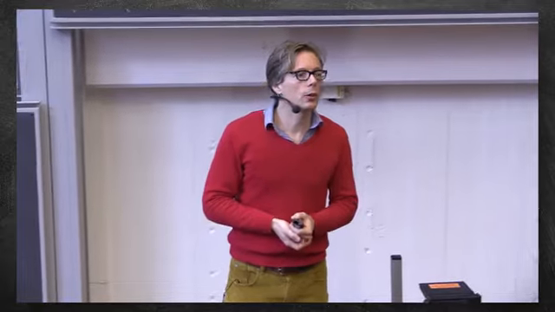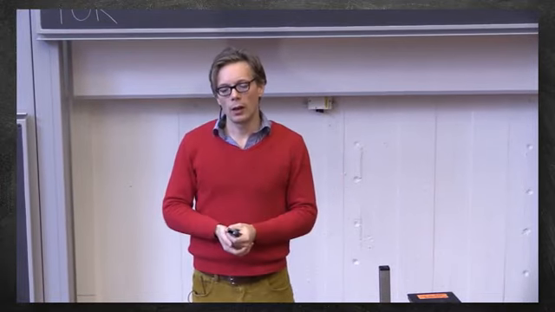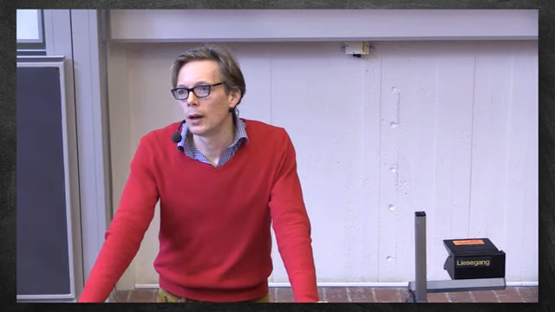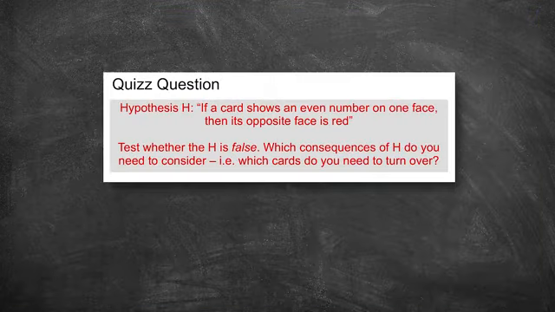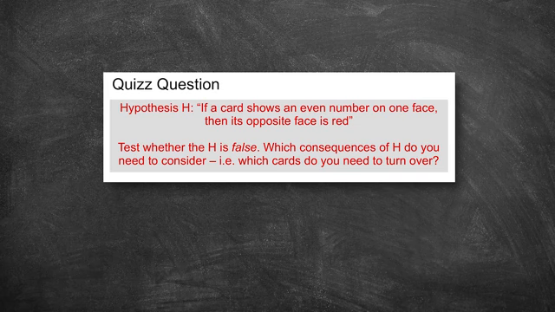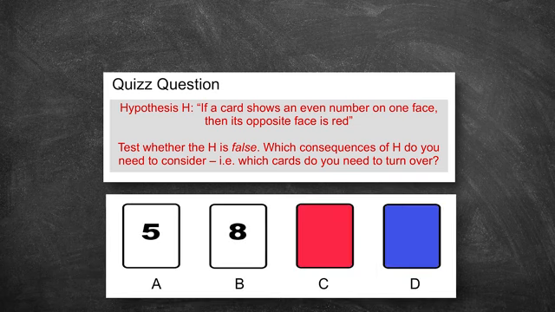Namely, if we are interested only in showing that a certain hypothesis is false, what kind of consequences do we need to derive here? So I'm asking you to consider the following hypothesis. If a card shows an even number on one face, then its opposite face is red. And now you want to show, or at least test, whether to reject this hypothesis.